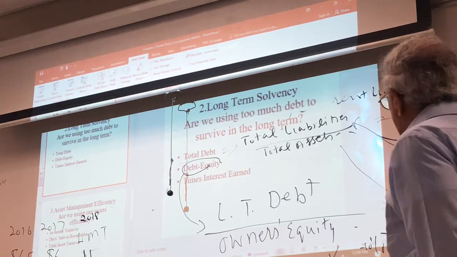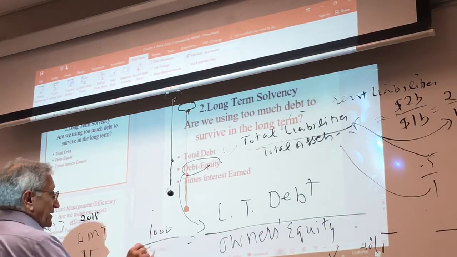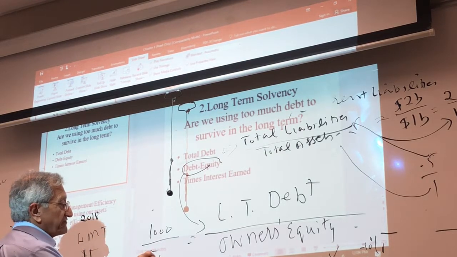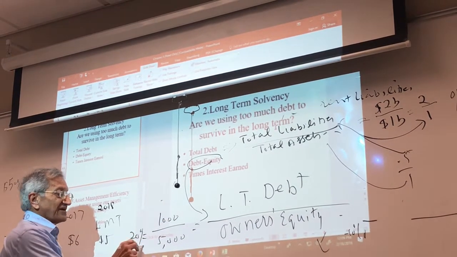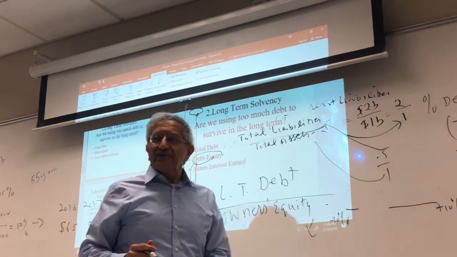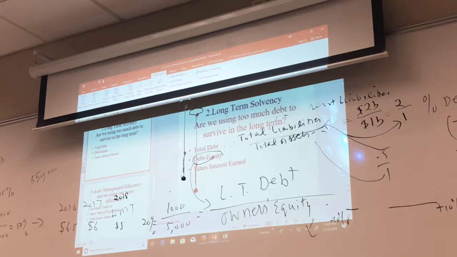So for example, I can say long-term debt is 1,000 and shareholders' equity is 5,000. $5,000 coming from owners, and only 1,000 coming from long-term lenders. So this ratio will be 20%, which is not bad. Which means for every $1 coming from owners, you're borrowing approximately 20 cents. So this is what the idea is. So let's complete this.